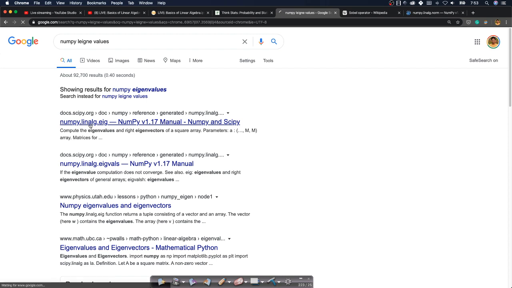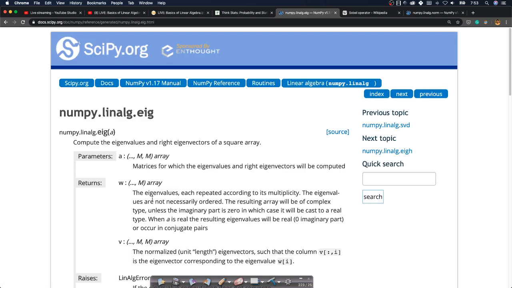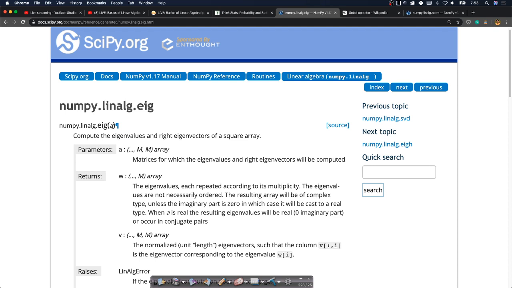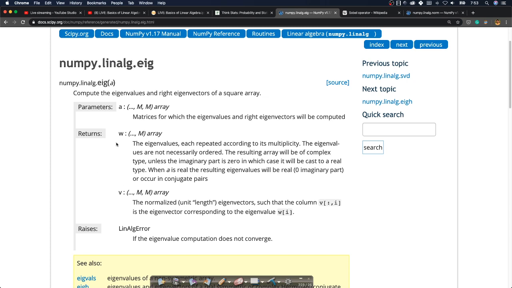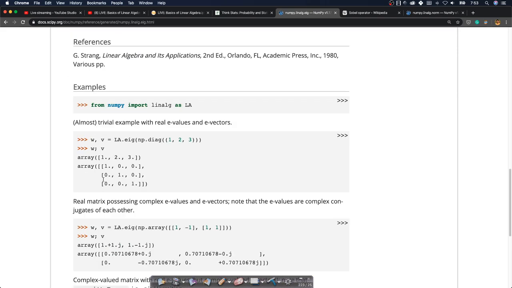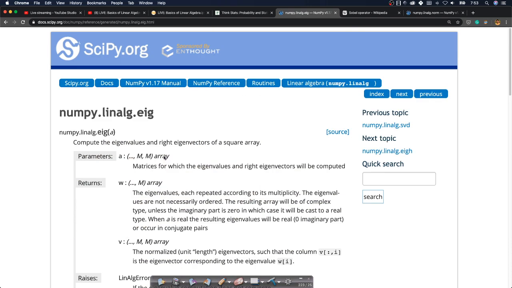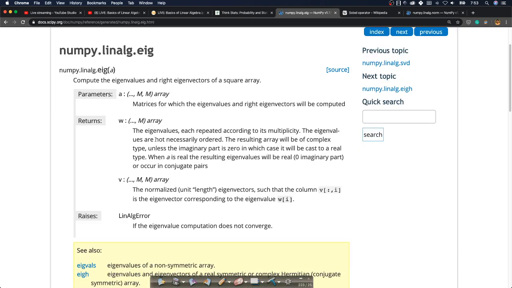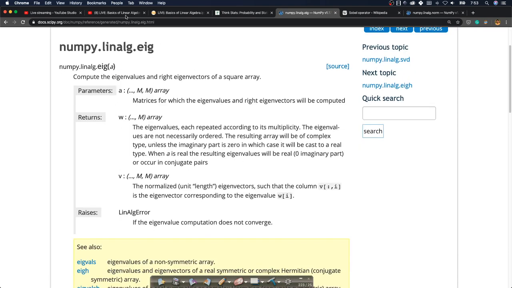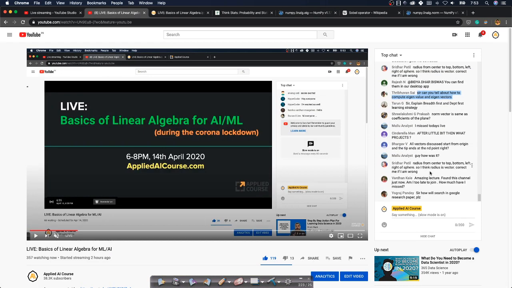So in NumPy linear algebra, there is something called eig. Read up the documentation. What does it want? eig(A). A is basically the matrix for which eigenvalues and eigenvectors will be computed. What does it return? It returns w and v. It returns eigenvalues, and it returns normalized eigenvectors. That's it. There is sample code here. Even if you don't remember it, it takes 30 seconds to figure it out. So it's actually fairly easy.